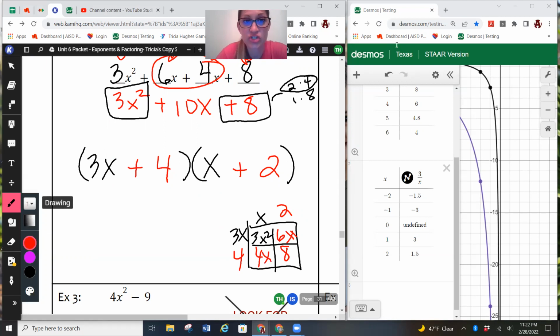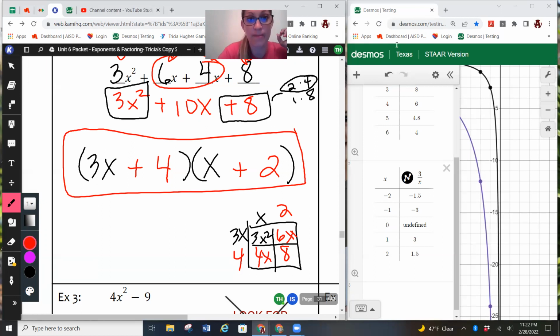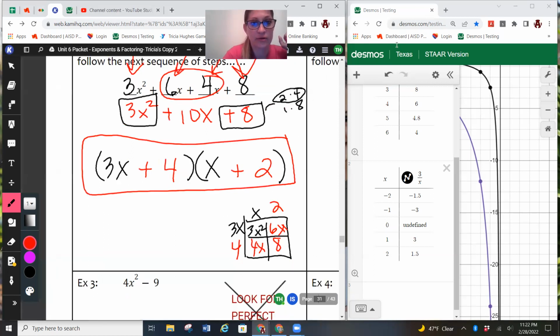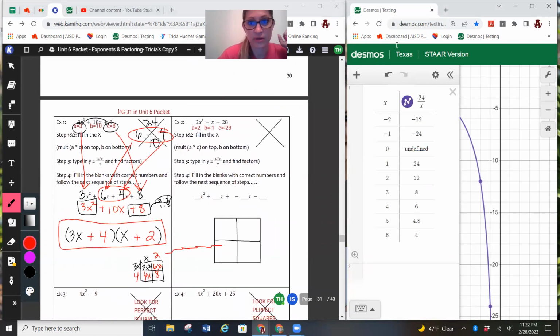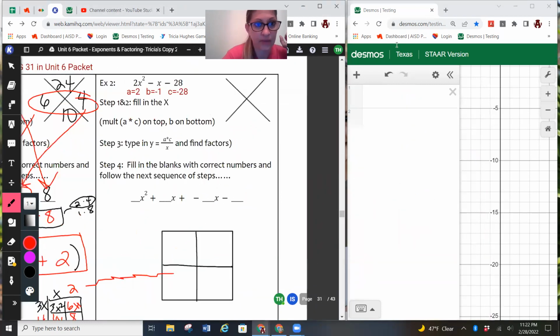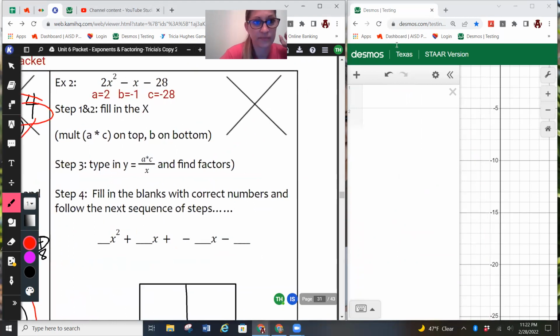So this is the guess and check method using our box method. We're going to guess what makes 8 is 2 times 4. We've tried 2 and 4 and that didn't work. So we swapped to 4 and 2. Now, if that didn't work, we would have gone to 1 times 8. But we have found our match. Okay. Now let's do example 2. It's a little more challenging.